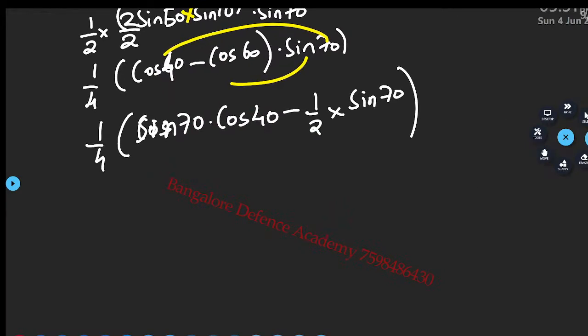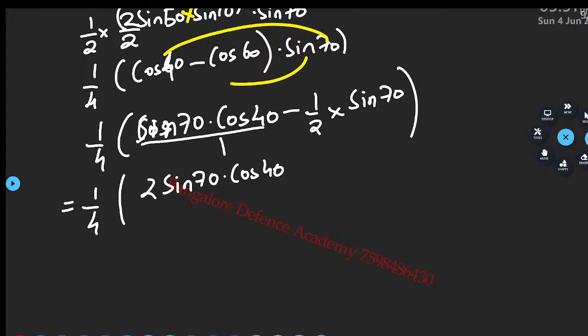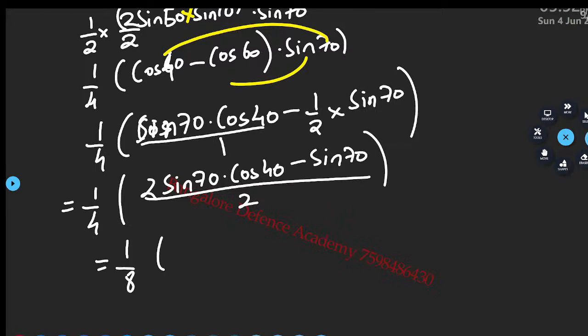Now what is missing here? Okay, इधर देखो. You can do like this. This is divided by 1. So you take 2 common. This becomes 1/4. 2 into sin 70 cos 40 minus sin 70. Okay, whole divided by 2. Taking 2 LCM. Correct? So you take 2 outside. It becomes what? 1/8. Now into 2 sin 70 into cos 40 minus sin 70.